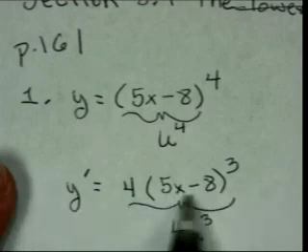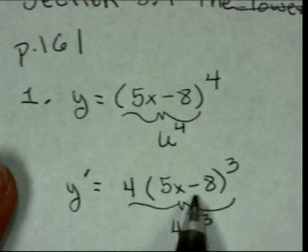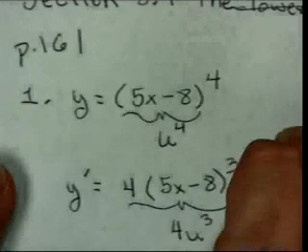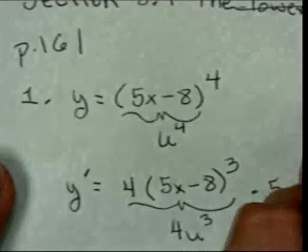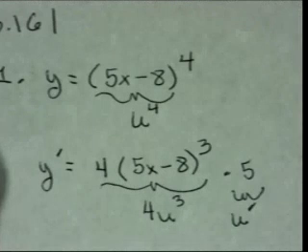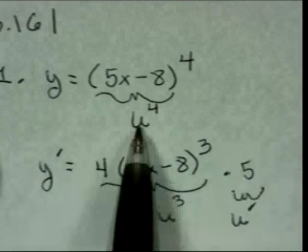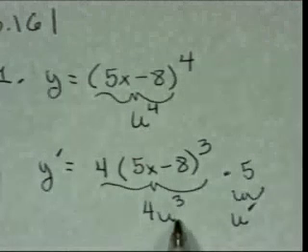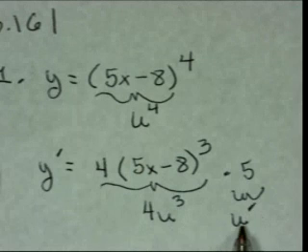Well, this is what I call the ugly. What's its derivative? I highly recommend that you practice saying this at home. This is ugly to the fourth. The derivative of ugly to the fourth is 4 ugly cubed times the derivative of the ugly.